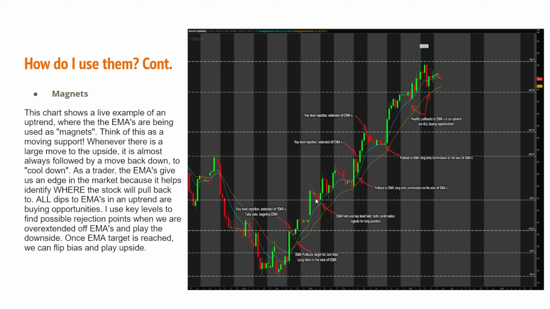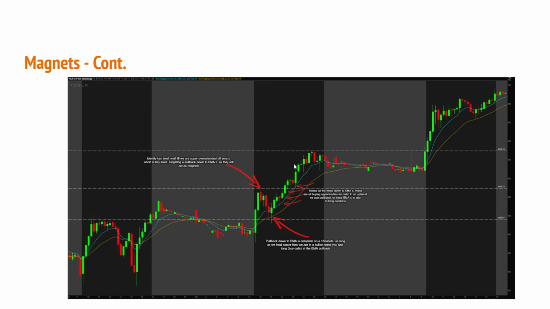Up here, overextended, right? So you come down, and right here, that's your entry. Up here, you're overextended, come down, that's your entry. You guys get the point. So just use them as magnets whenever the price gets pulled back towards your EMAs. That's going to be your signal to enter.